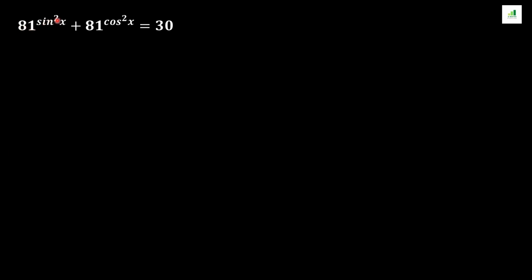Today in this video we are going to solve a question, and the question is 81 to the power sin square x plus 81 to the power cos square x is equal to 30. And we will solve this question for this x.